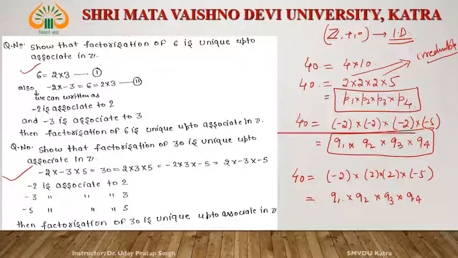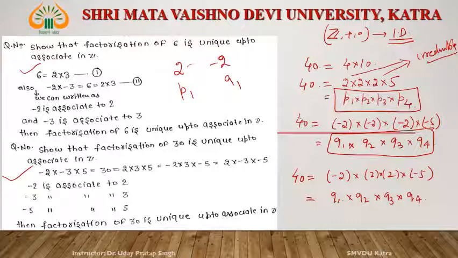Now come to the second condition. If P is prime, then minus P is also prime. It means minus 2 is prime, minus 5 is also prime. What is P1? P1 is 2. Right? This is P1. And what is Q1? Q1 is minus 2. Okay. Sorry, write minus 2 here. So Q1 is minus 2.